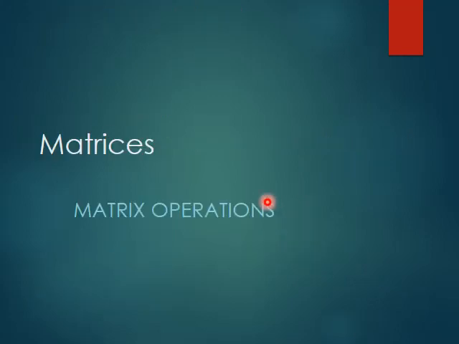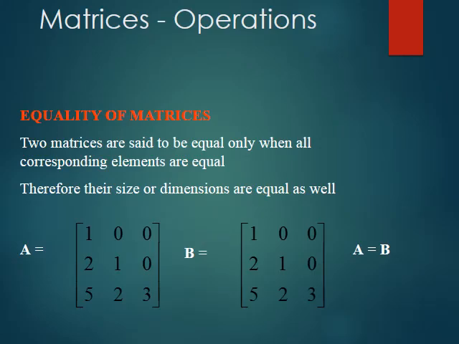Now we will do matrix operations. First of all, we will discuss the equality of matrices. Two matrices are said to be equal if their corresponding elements are equal. For example, A and B are equal matrices. Here the first element A11, the first element, is equal to the first element of the second matrix. Their corresponding elements are equal.